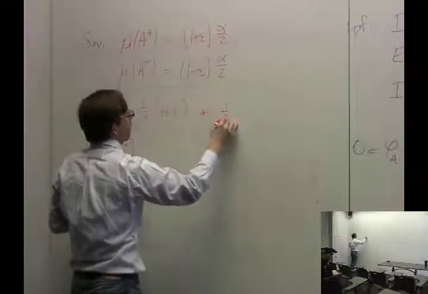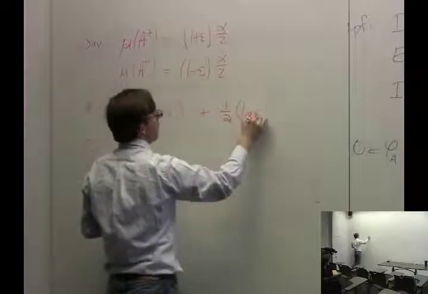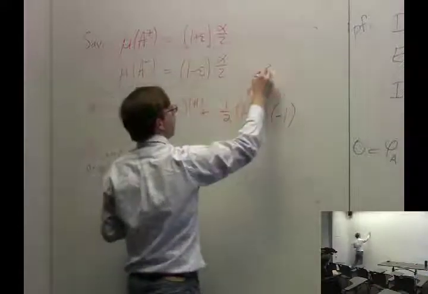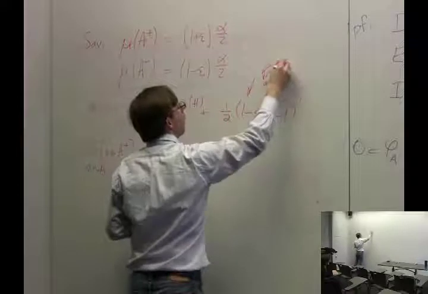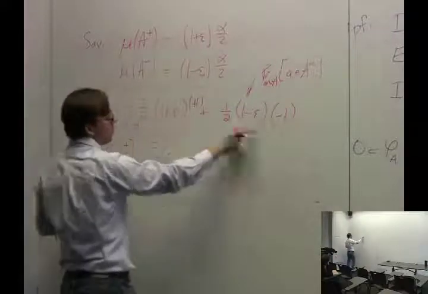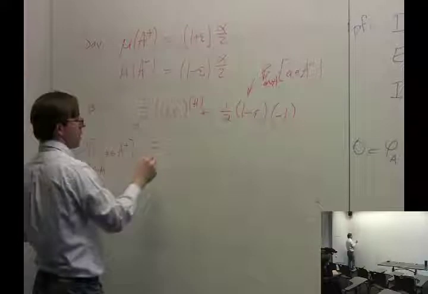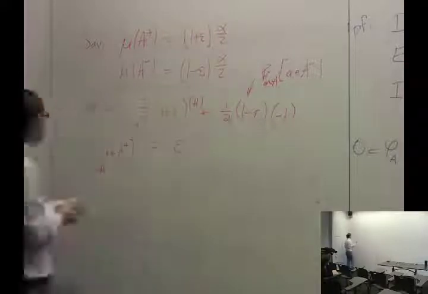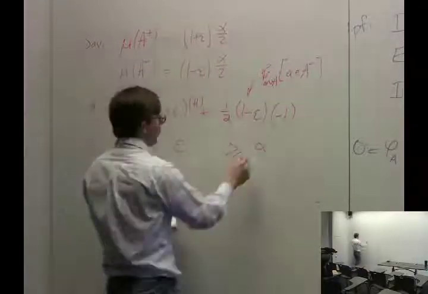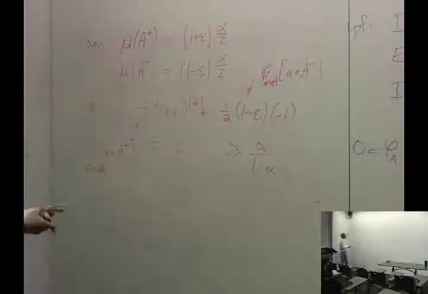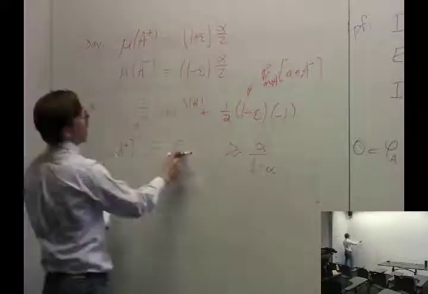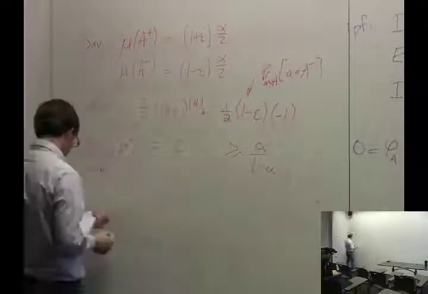And then the probability that I get something in A minus is one half times 1 minus epsilon. When that happens, I count minus 1. Here I count 1. So this is half plus half epsilon minus a half times 1 minus epsilon. So that's epsilon. And the hypothesis of star is that that's at least alpha over 1 minus alpha. So star tells me this fact about epsilon: not only is it not negative, it's at least this big.